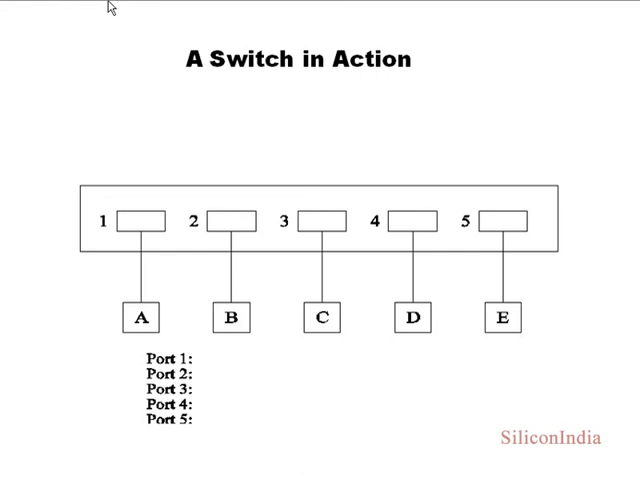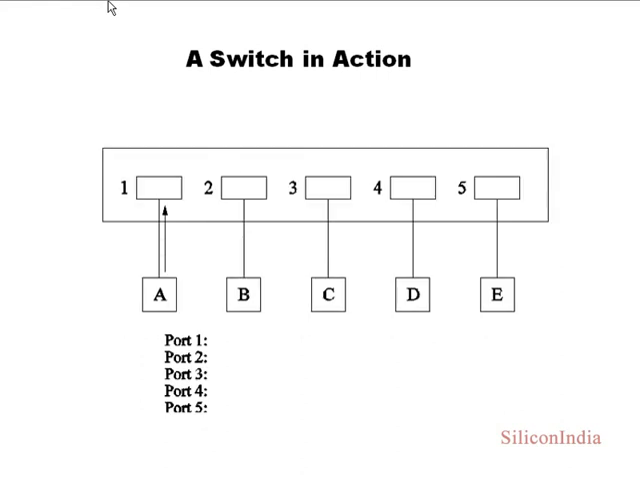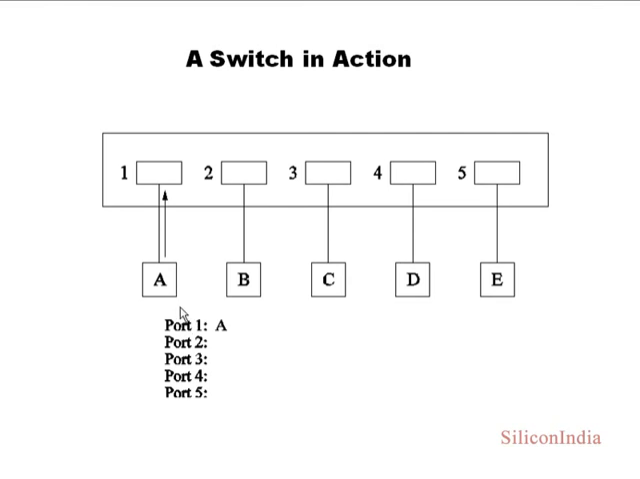How the switch works. Basic overview. Let's say host A, which is connected to port 1 of the switch, transmits. In the switch, there is a table called the MAC address table. When host A sends a frame, there will be a source MAC address and a destination MAC address.